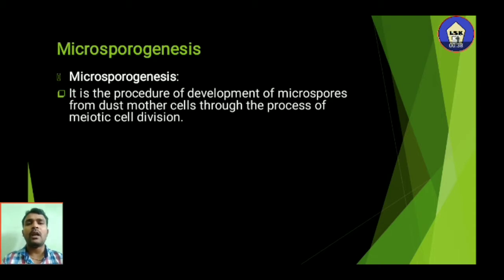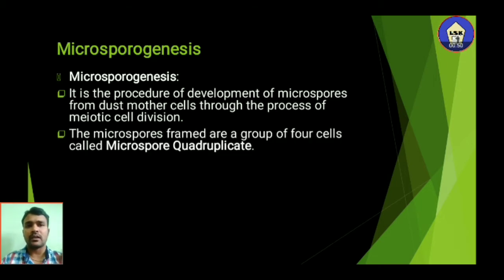The group of pollen mother cells is known as sporogenous tissue, and the meiotic cell division that occurs in the pollen mother cells leads to the production of microspores or pollen grains. The microspores formed are a group of four cells called a microspore quadruplicate. So during sporic meiosis, that is during microsporogenesis, a group of four microspores is formed, called a microspore quadruplicate.